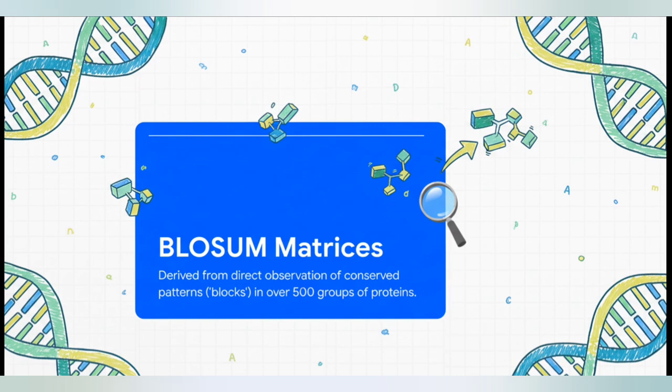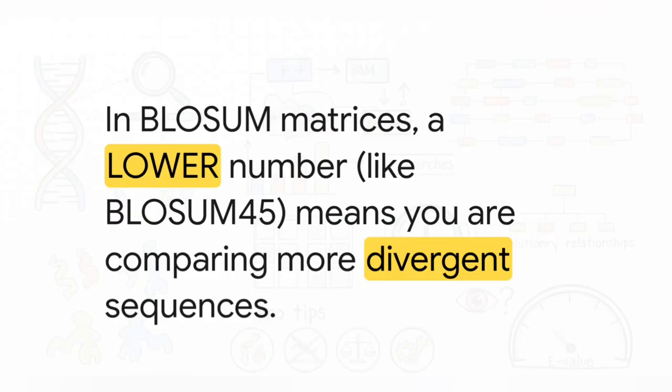And then we have the second approach, BLOSUM. If PAM is our historian, BLOSUM is the field biologist, out there with boots on the ground. It doesn't start with a big theory of evolution. Instead, it just looks at tons of different proteins and directly observes which amino acid substitutions actually happen in the most important conserved parts of those proteins, these blocks. It's totally data-driven.